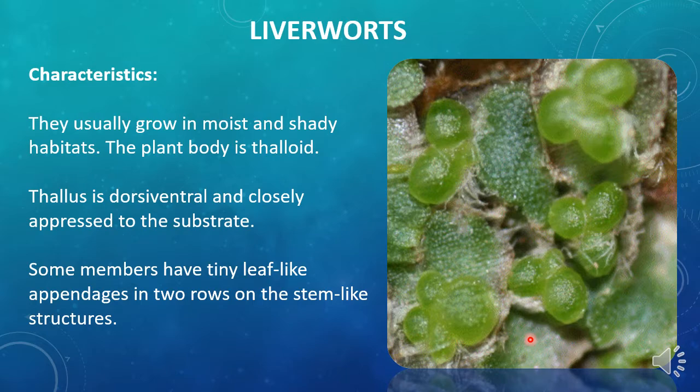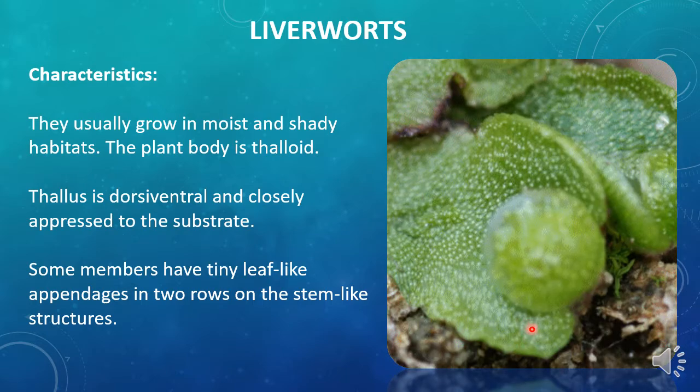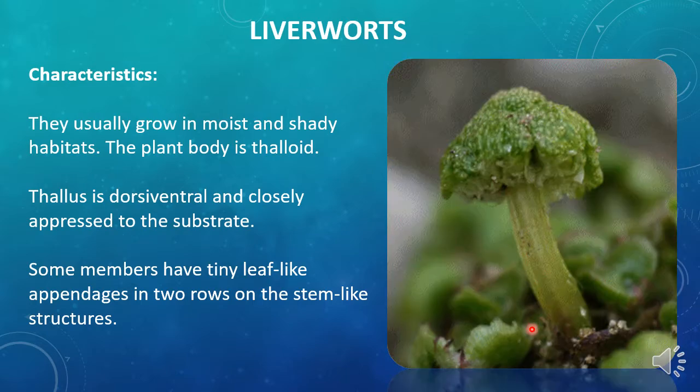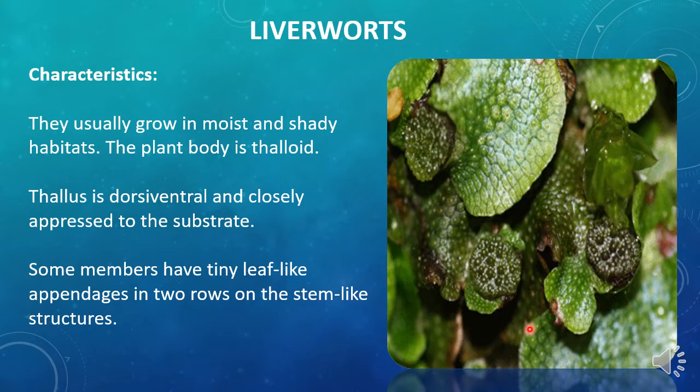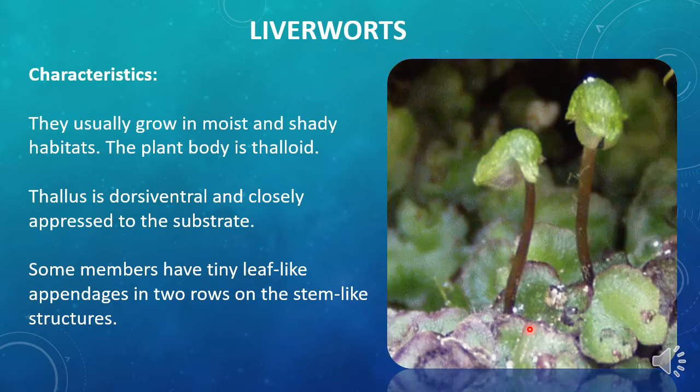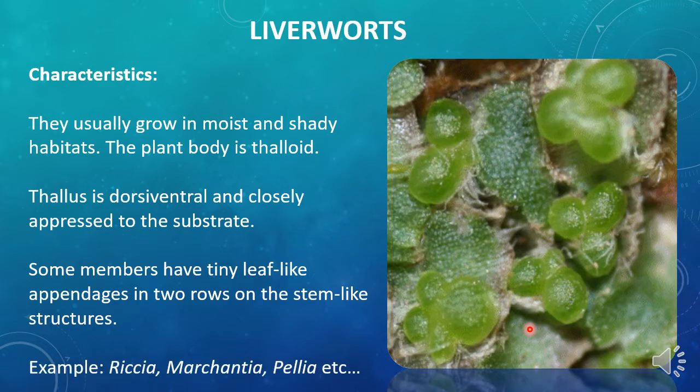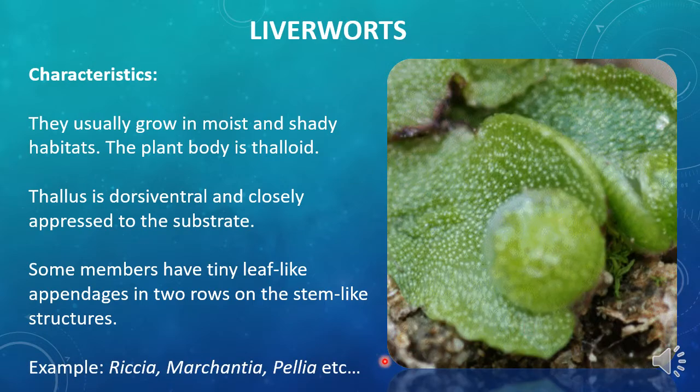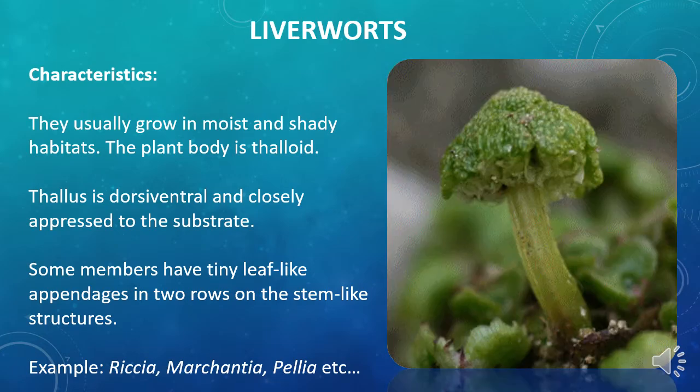Some members have tiny leaf-like appendages in two rows on the stem-like structure. So they have tiny leaf-like appendages and it is arranged in two rows on the stem-like structure. Examples of liverworts are Riccia, Marchantia and Pellia.